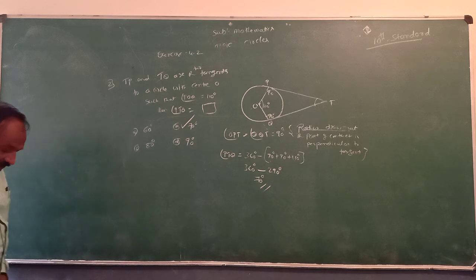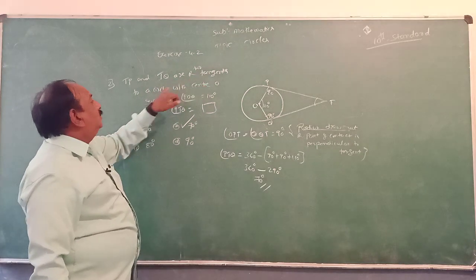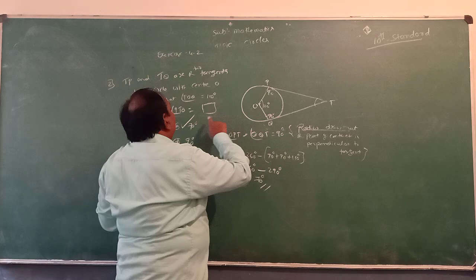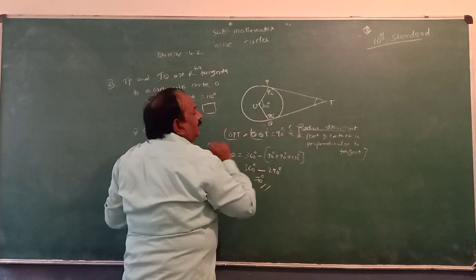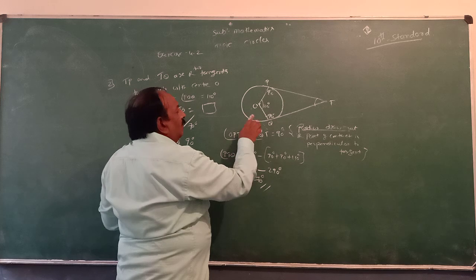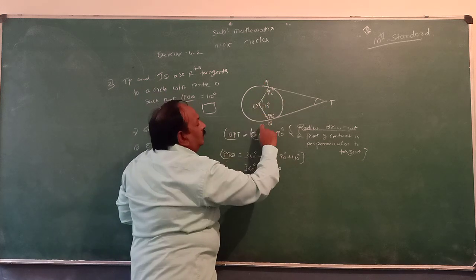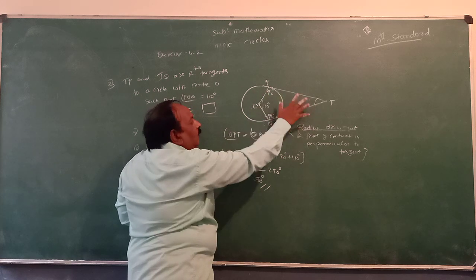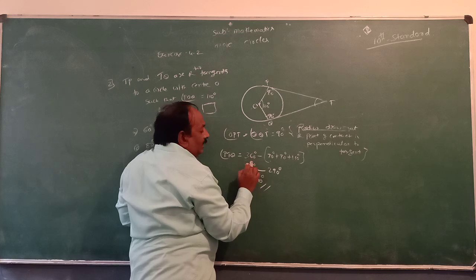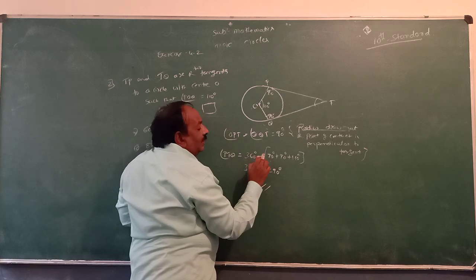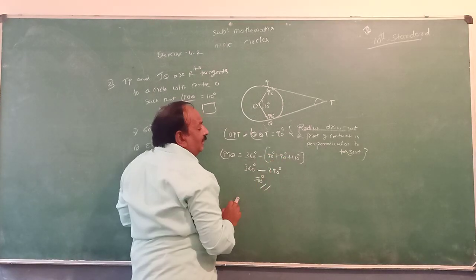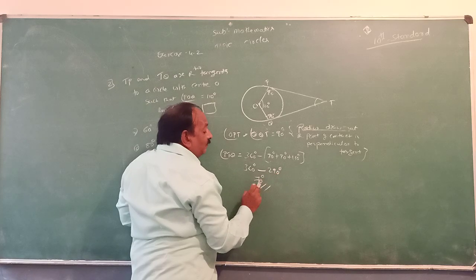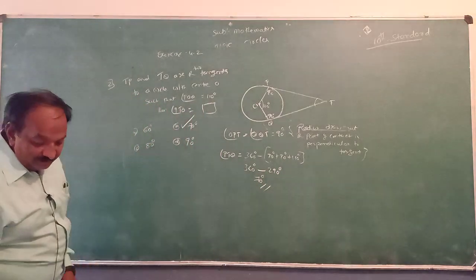So, I want to explain this once again. TP and TQ are the two tangents to the circle with center O, such that angle POQ is equal to 110 degrees. Angle PTQ is equal to, so OPT is equal to OQT is equal to 90 degrees. This is a quadrilateral, the sum of four angles of the quadrilateral is 360. 360 minus (90 plus 90 plus 110). 90 plus 90 is 180. 180 plus 110 is 290. 360 minus 290 is equal to 70 degrees.